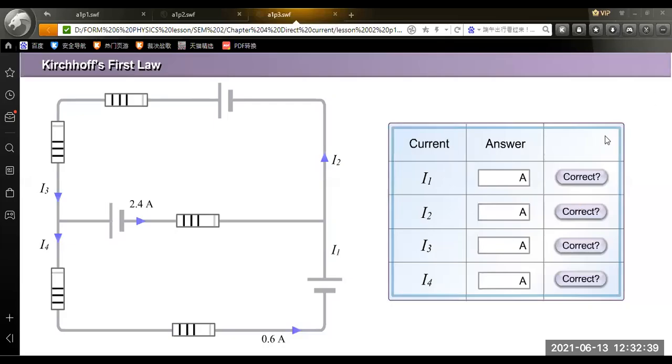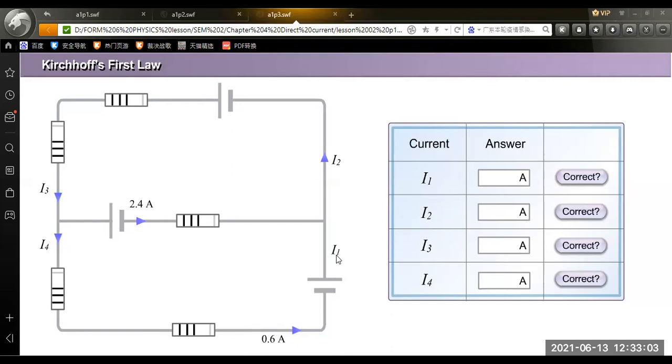Okay, now we look at the circuit. The circuit with 3 batteries and 5 resistors. The current flowing through this part is 0.6 ampere. So now we want to find the currents I1, I2, I3, and I4.